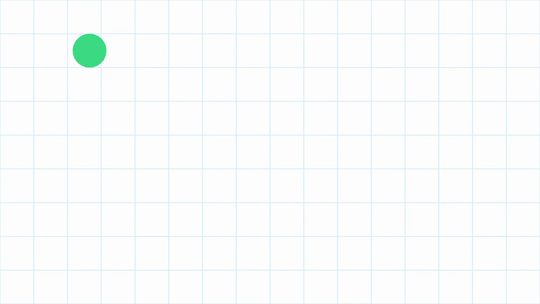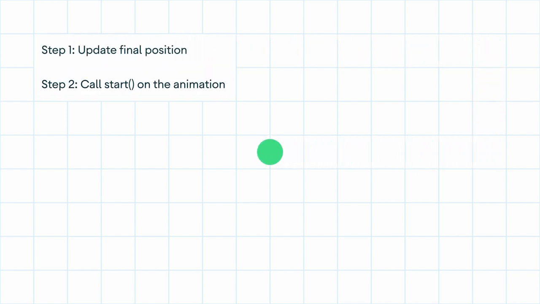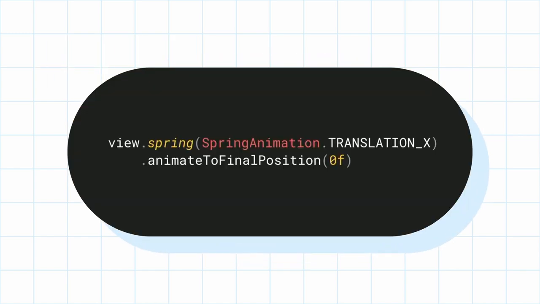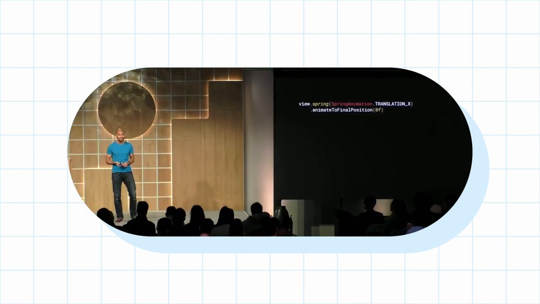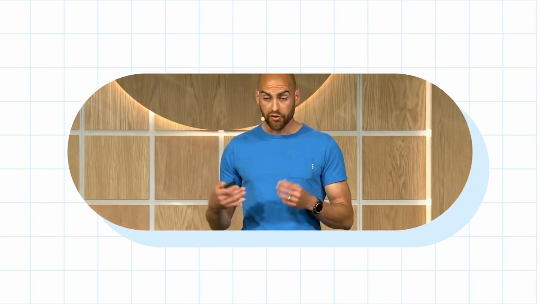Doris and I then went back to talking about animations before Compose. For example, when animating views, in the past, you had to first update the final position of the animation and then call start on the animation. But as Nick Butcher pointed out in a talk from 2019, developers wanted to use the animate to final position API that does a combination of both for you.